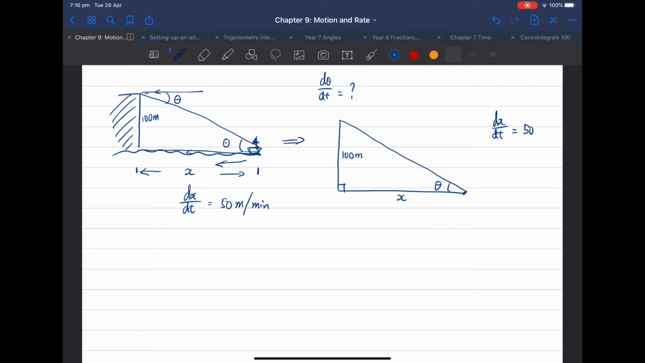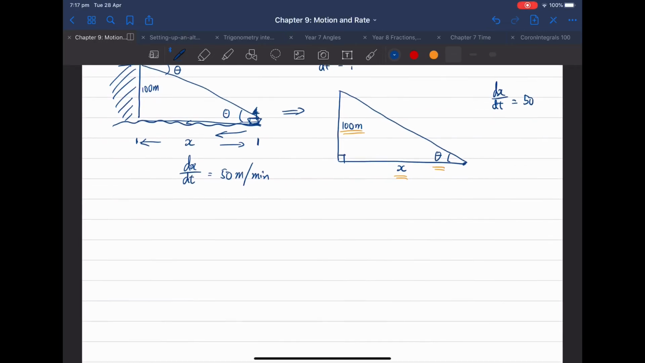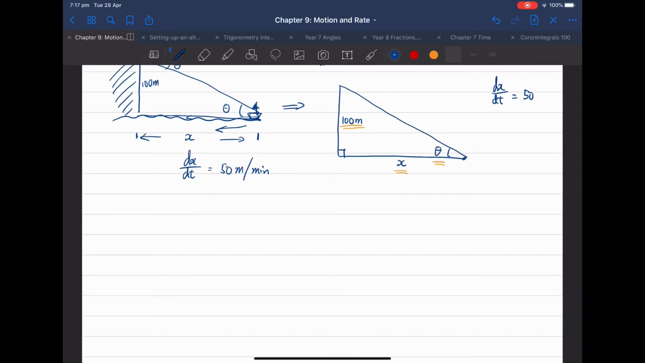From this diagram, we need to express one quantity as a function of the other. We need to create a function to combine that 100, x and theta all together in one function. How do we do it? It's a right angle triangle, so why not just use SOHCAHTOA? We write tangent theta is equal to 100 over x. That's really easy.